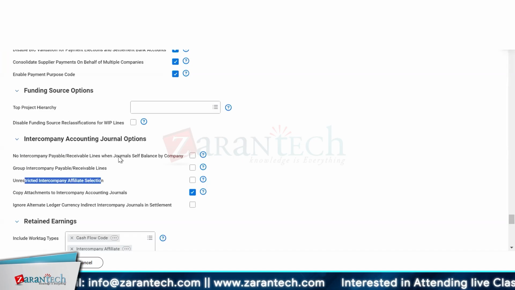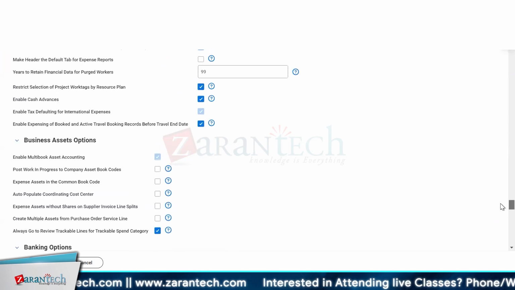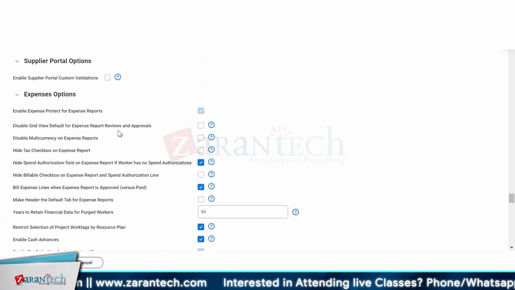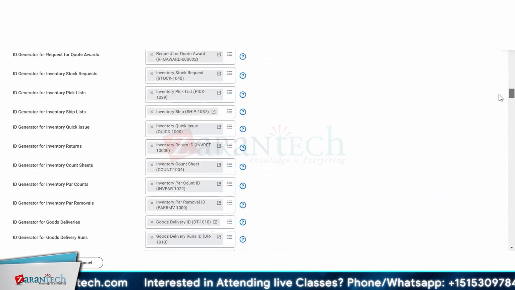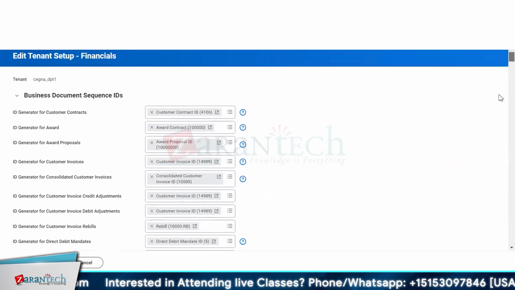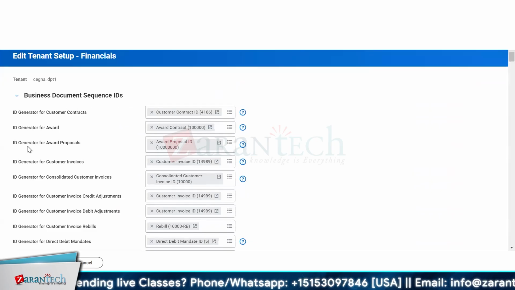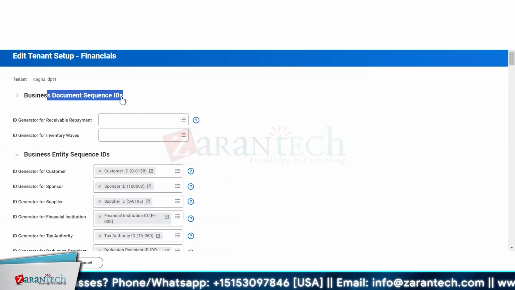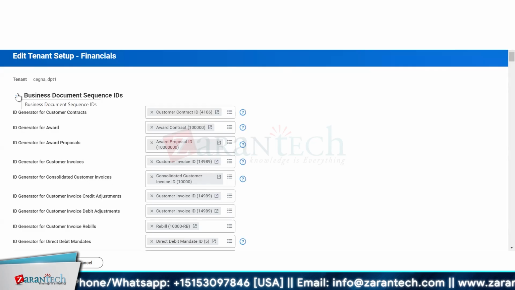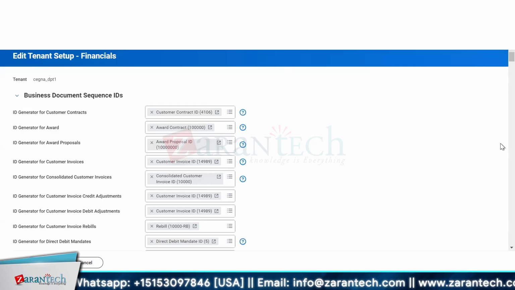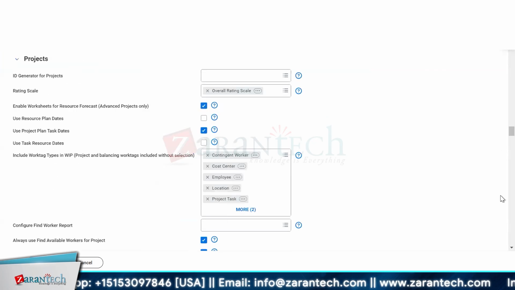Some of the information I know very well, but most of it I'm not aware of. That is a one-time setup made in the tenant, because it impacts the overall tenant, not a single person or single company. So never go with this one. Just to view it, that's okay. If you ask me what an ID generator is, I will explain it in two minutes because I normally work on this.